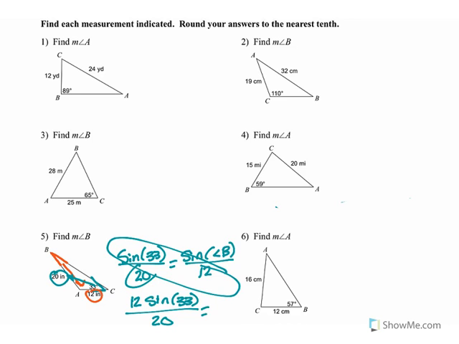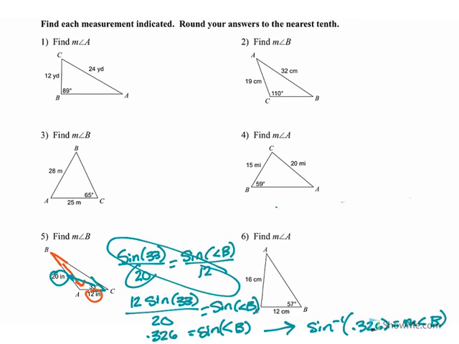Okay. So then when you guys put that in your calculator, this is sine of angle B. You should get 0.326 equals the sine of angle B. I'm going to put my work over here. So sine inverse of 0.326 equals the measure of angle B. My work's getting kind of sloppy, sorry guys. And when you type that in, you should get the measure of angle B is approximately 19 degrees.